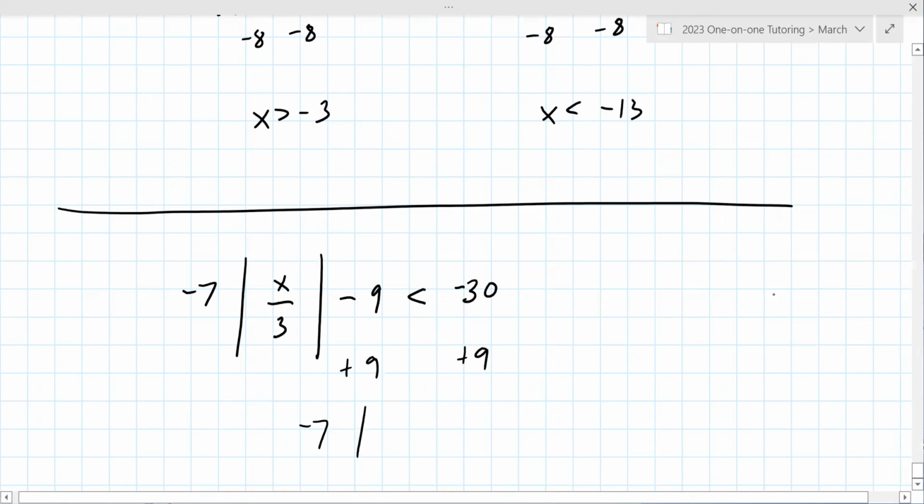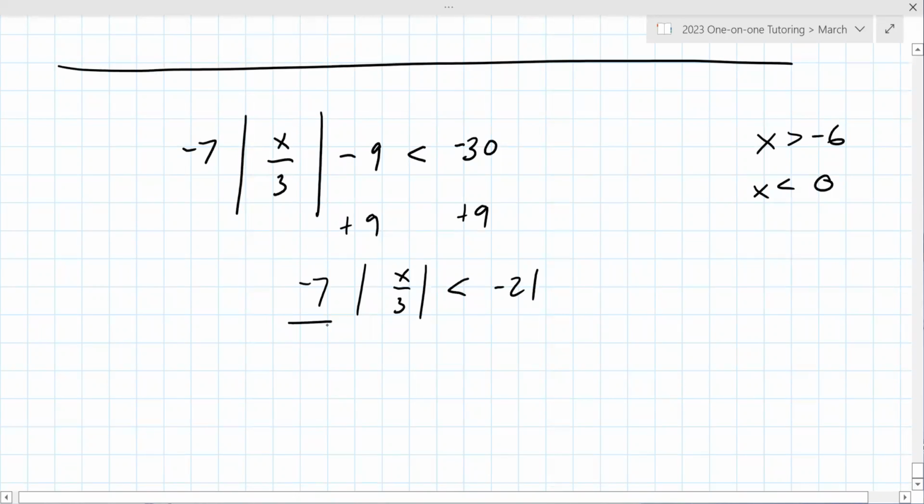X is greater than -6. X is less than 0. Okay, let's take a look here. I'm not sure. I'm going to work it out here with you. All right, so now did you divide both sides by -7 to get absolute value x over 3 greater than 3? Do you see that?